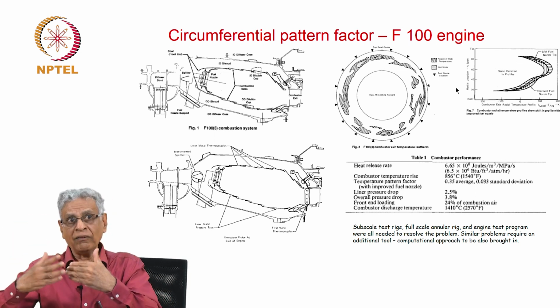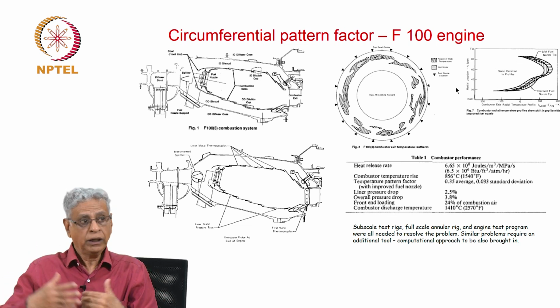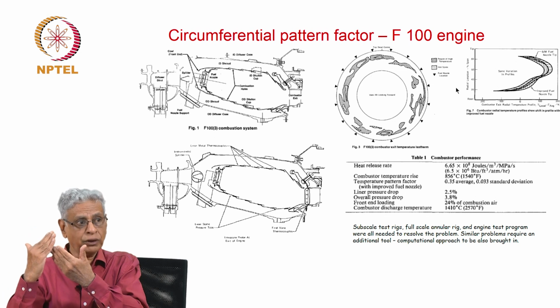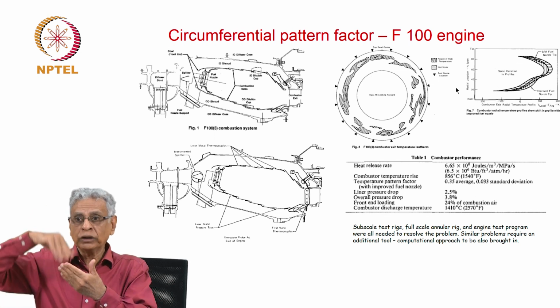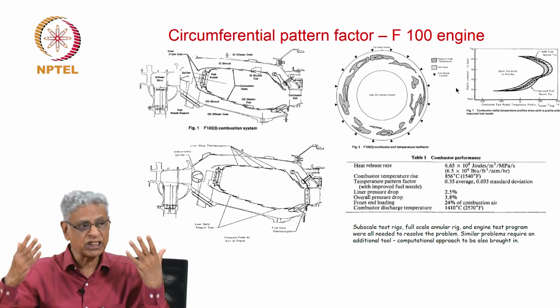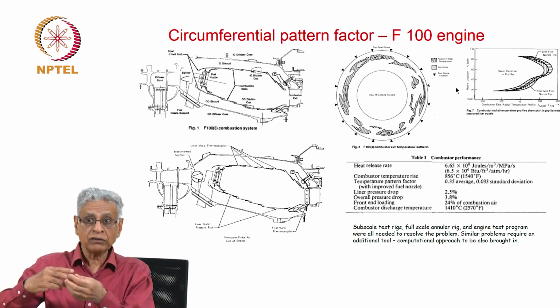You cannot have very uneven temperatures. If there are uneven temperatures, the blades will pass through at one moment high temperature, other moment lower temperature. So, temperature cycling occurs, and we must remember turbine blades are highly stressed because of centrifugal stress as well as thermal stress.